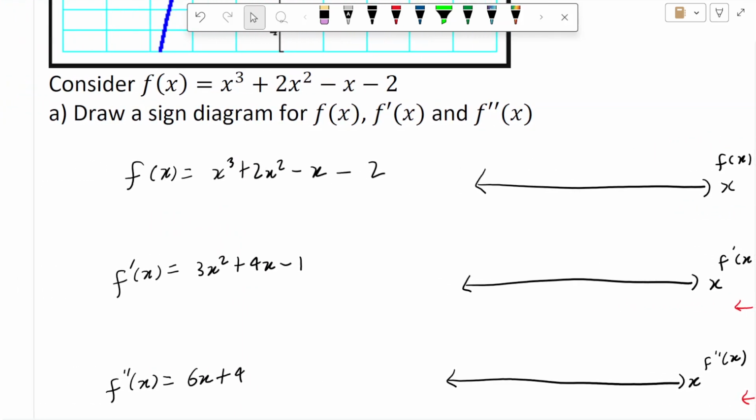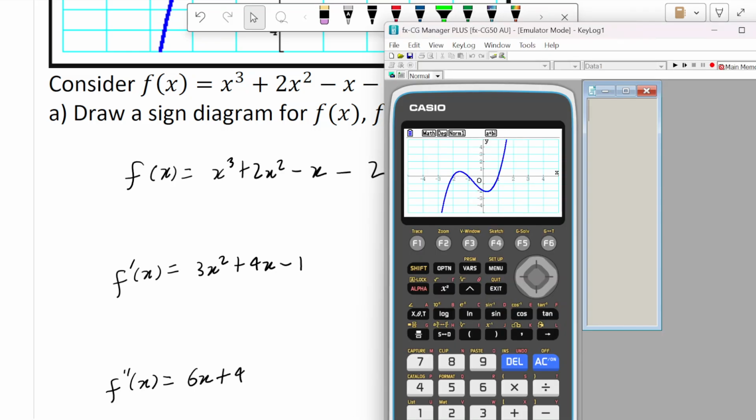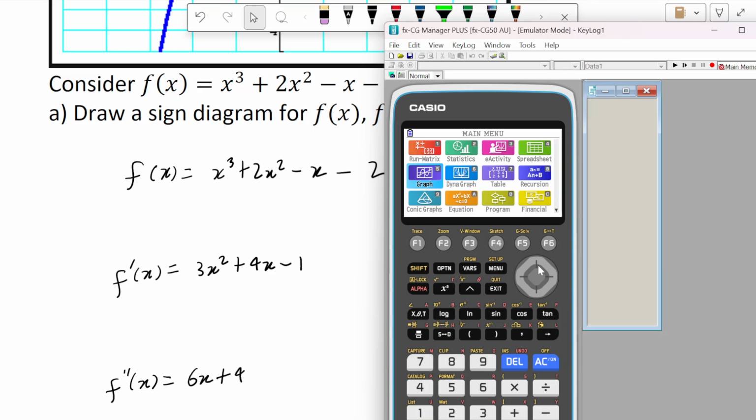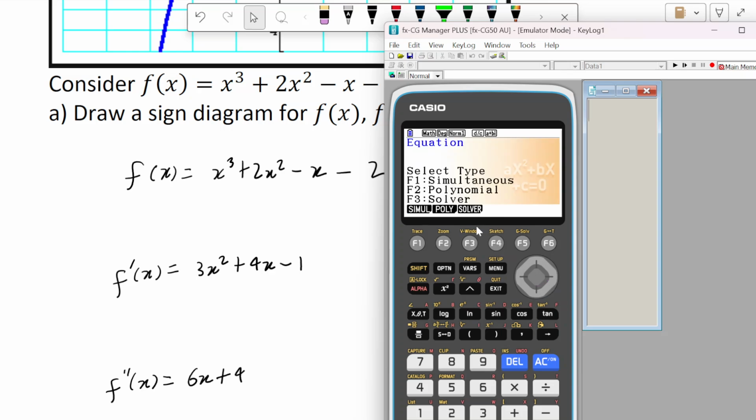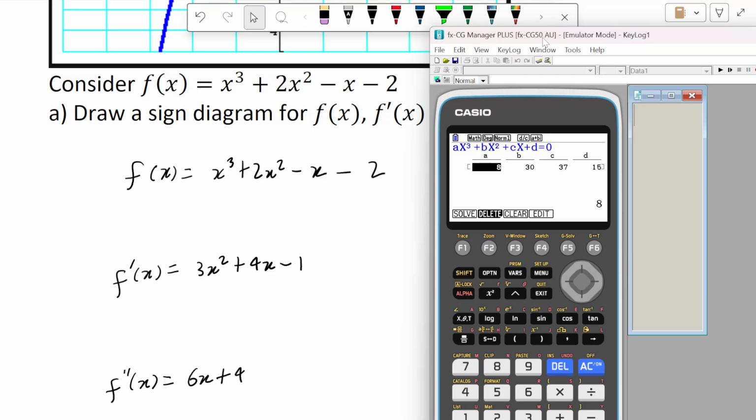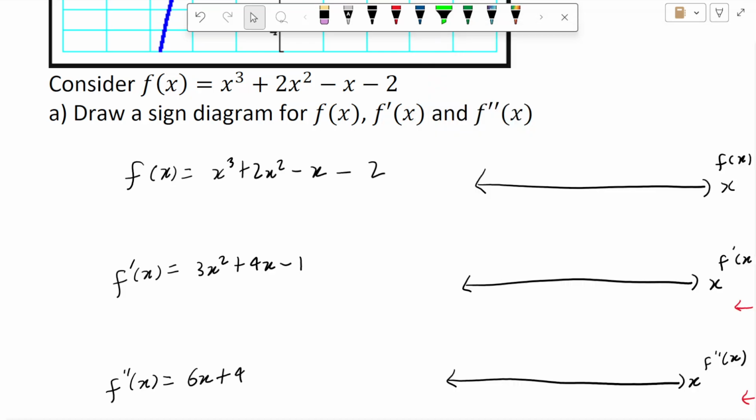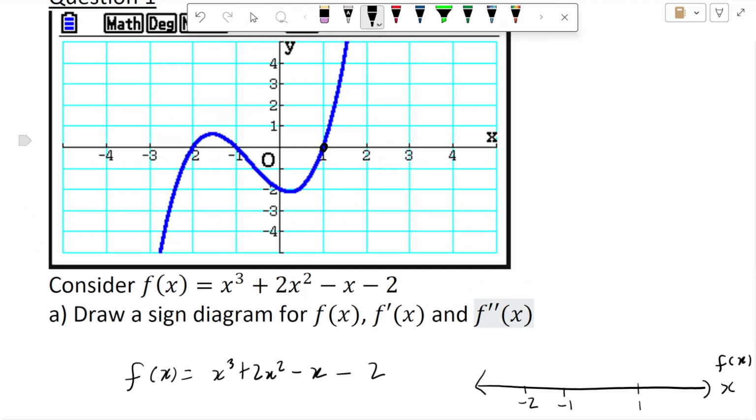The easiest way to solve this equation is polysolve. We go to equation mode, then polynomial, that's F2. It's degree 3 because 3 is our highest power, and the coefficients are 1x cubed plus 2x squared minus 1x, take 2. Solve that, and you're going to get 1, minus 1 and minus 2. That's exactly what I'm going to put on my sign diagram. I'll point out 1, minus 1, and minus 2 are also your x-intercepts.